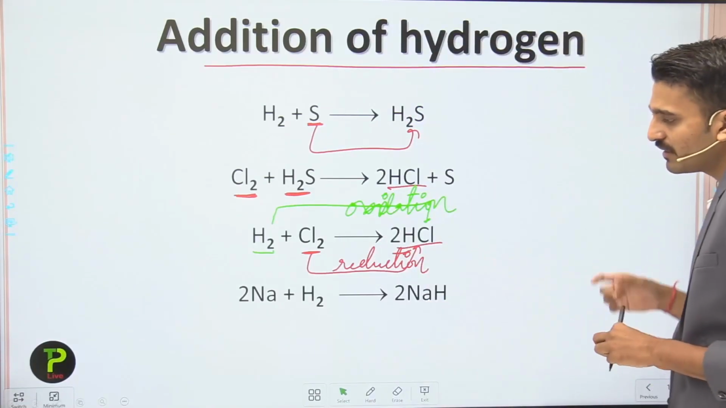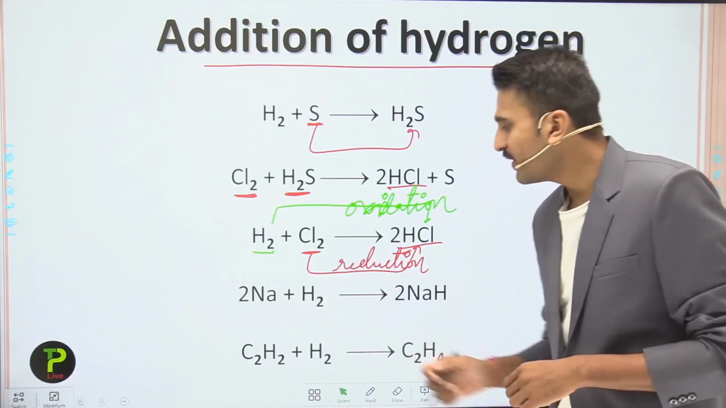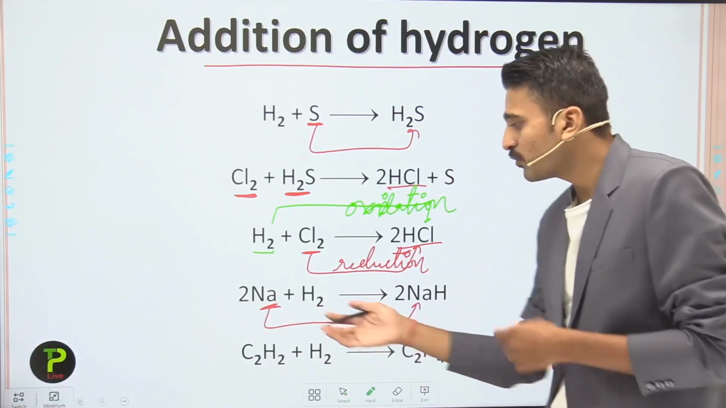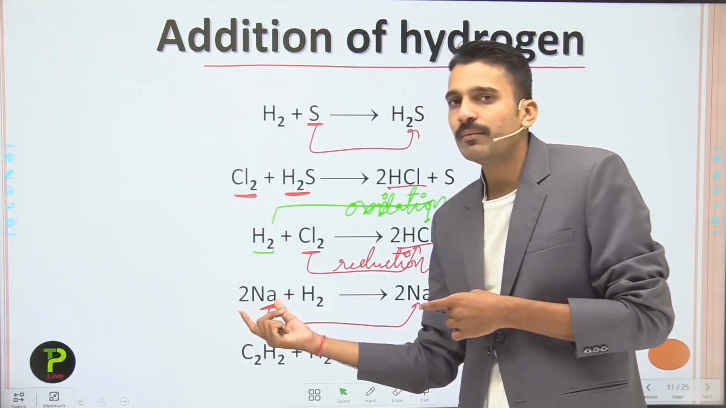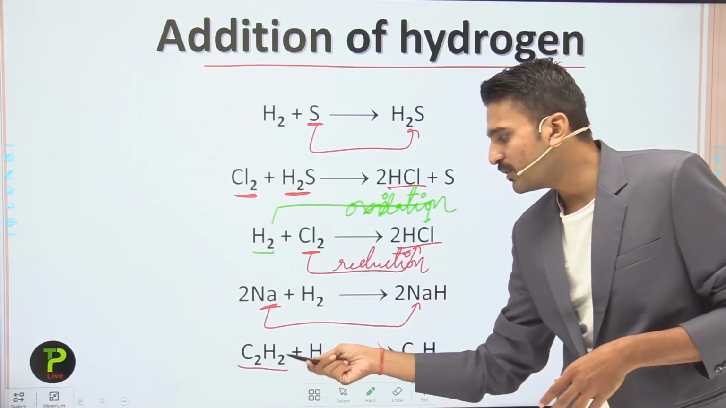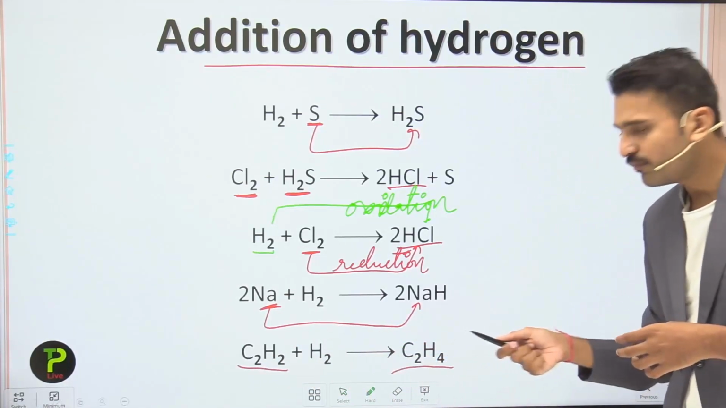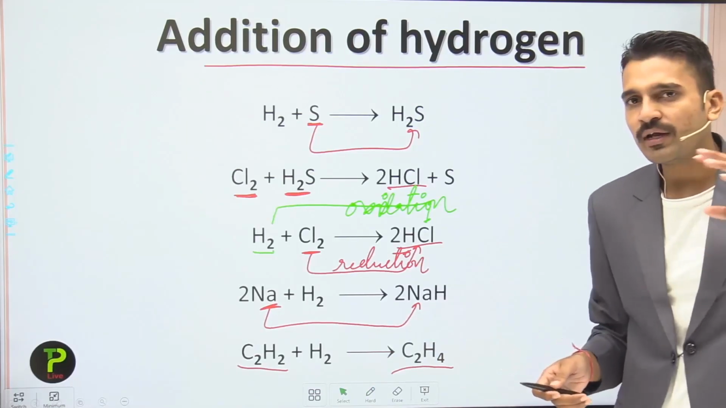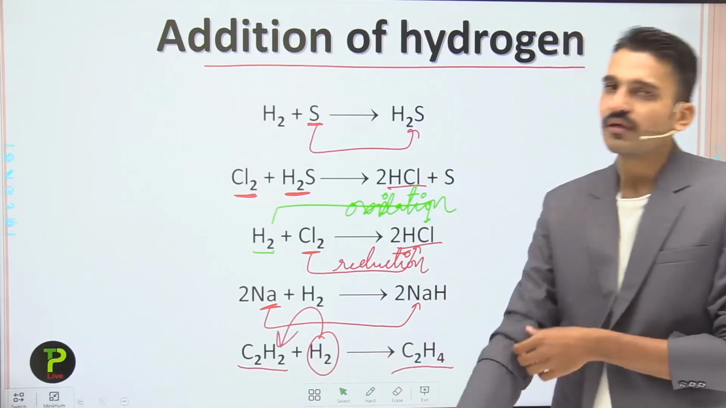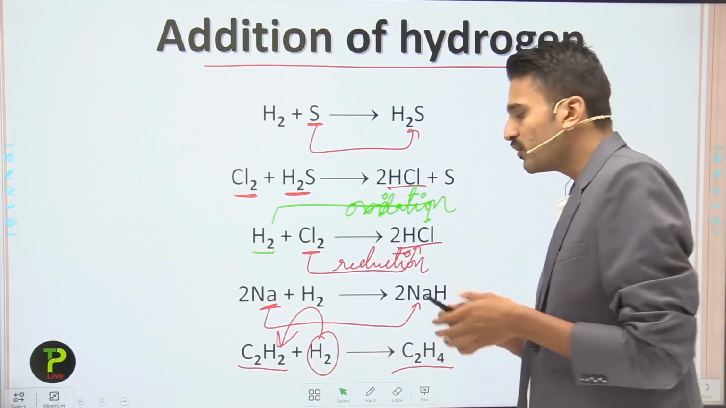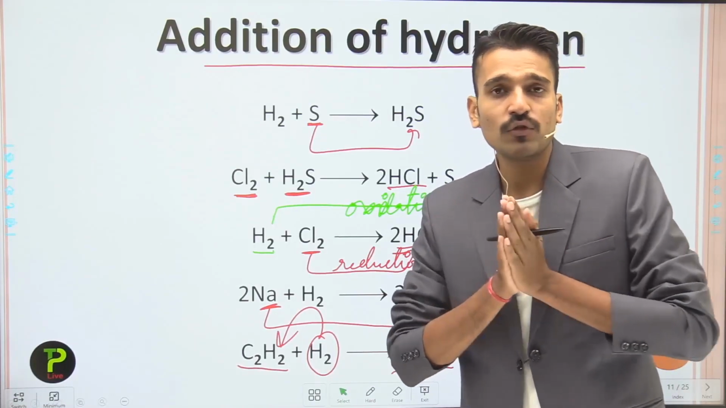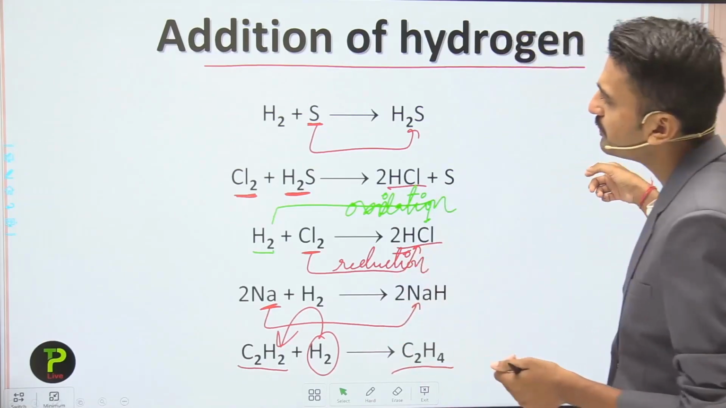So here is another example in which sodium is reacting with hydrogen to form NaH. Here there is an addition of hydrogen to the sodium, so I can say the reduction of sodium takes place. In another example, in this compound there are only 2 hydrogen, and in the product there are 4 hydrogen atoms. So what is happening here? 2 hydrogen atoms are being added to this compound. So this is also an example of addition of hydrogen, which leads to reduction reactions.